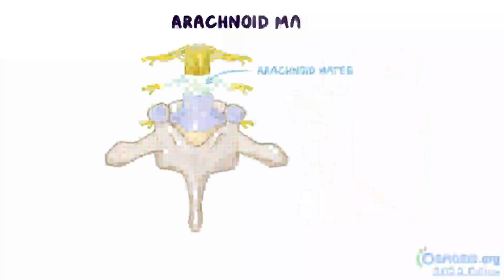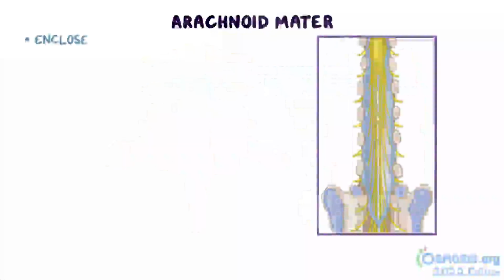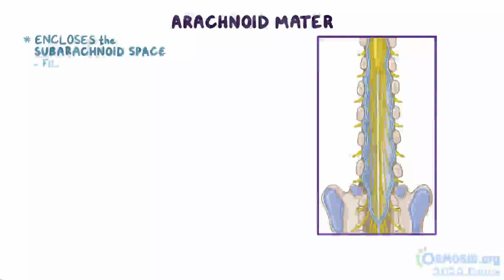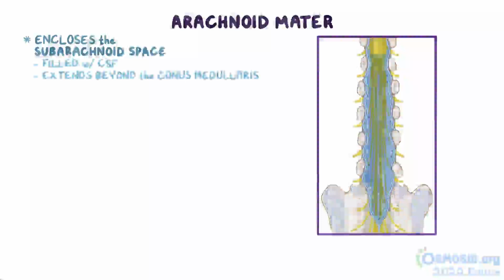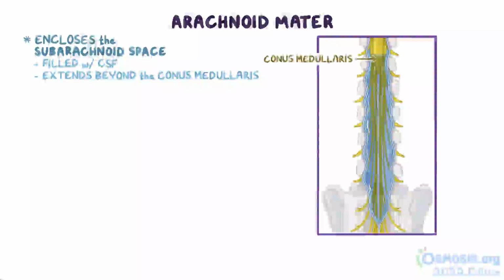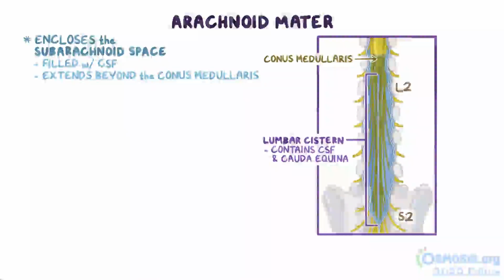Next is the arachnoid mater, which lines the spinal dura mater and the dural root sheaths internally. It encloses the subarachnoid space, which is filled with CSF. Inferiorly, the subarachnoid space extends beyond the conus medullaris of the spinal cord. The space inferior to the conus medullaris, which extends from the L2 vertebra to the S2 vertebra, is called the lumbar cistern. It contains cerebrospinal fluid and the cauda equina.